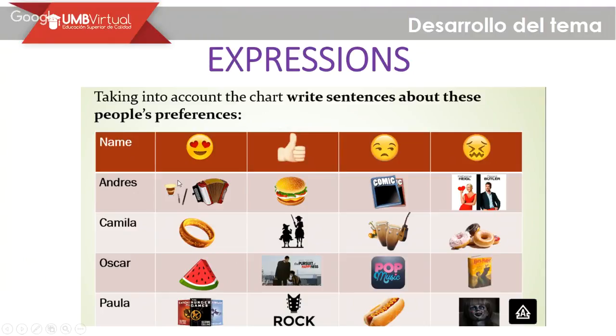Andres, vallenato music. Andres loves listening to vallenato music. Paula, Hunger Games, the books. Paula loves reading Hunger Games books. Hot dog, Paula. Paula dislikes eating hot dogs. Hamburger, Andres. Andres likes eating hamburgers. Okay? Those are some examples.